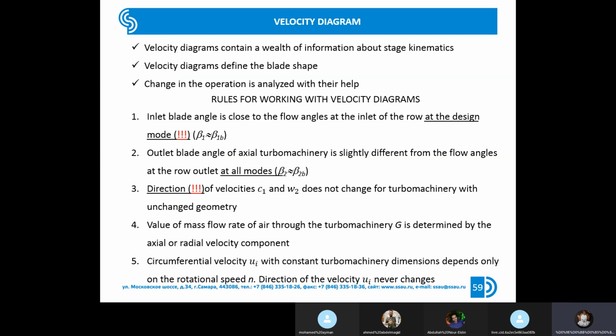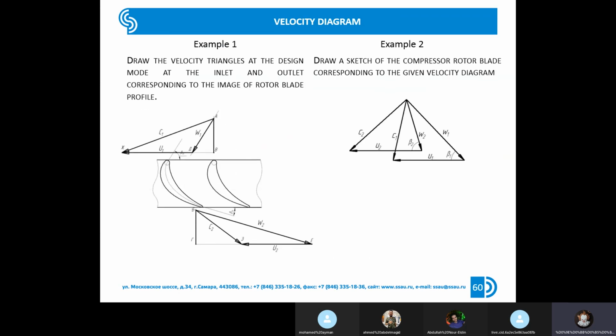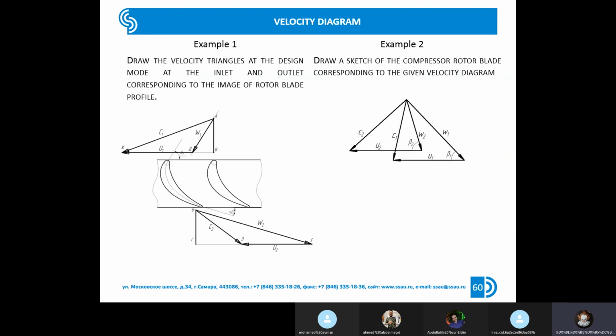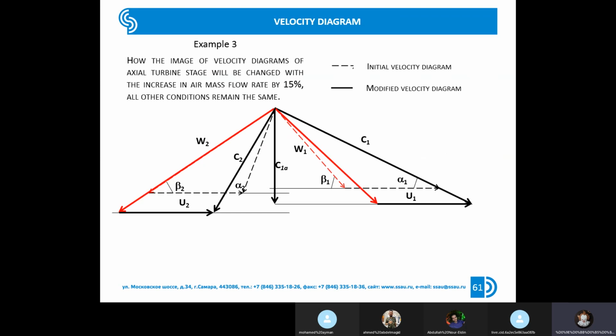I'm going to start the design process of the turbomachinery, and you will see that if you know the velocity triangle, you know everything about the working process. You can calculate everything. That's why we need to know the velocity diagram, and we will discuss how many parameters and which parameters we need to know to describe the working process of the turbomachinery. Oh, sorry, velocity diagram and working process of the turbomachinery.